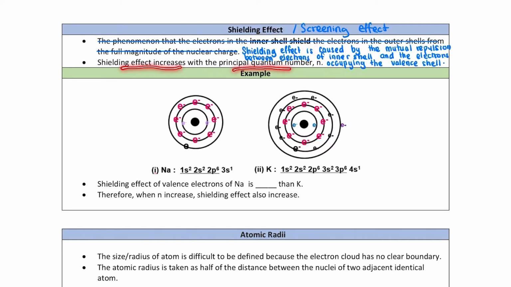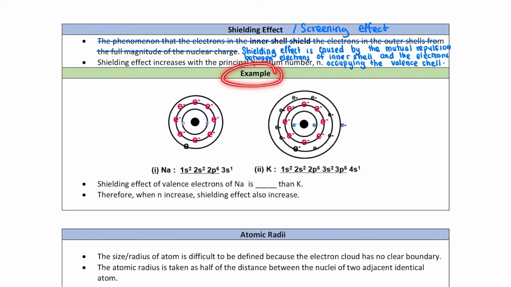Alright, so shielding effect increases with principal quantum number n. That means the higher the value of n, the more the shielding effect increases. Why? Because n is the shell. The more shells, the greater the shielding effect. That means more mutual repulsion occurs between the inner electrons and the electrons in the valence shell.